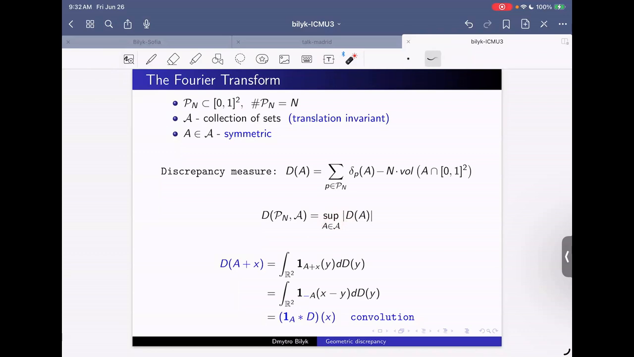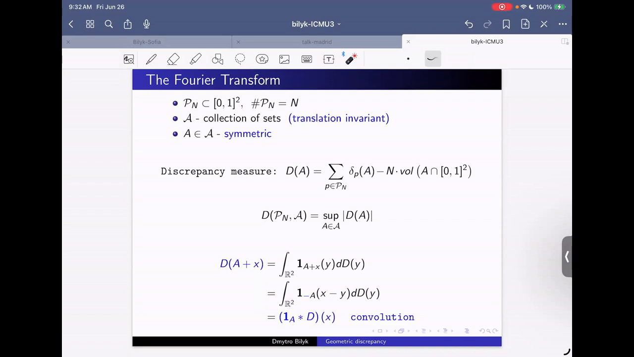All right, so let's look at what happens when you consider translations. You start with your set A, you translate it by some value x, and you compute this measure. Well, you can write this measure as the integral of the indicator of A plus x with respect to the discrepancy measure. It's a signed measure of total mass 0, of course, but it's a measure we can integrate with respect to.